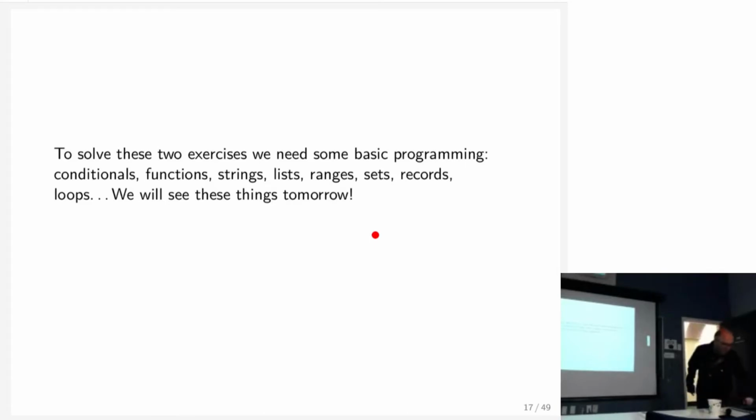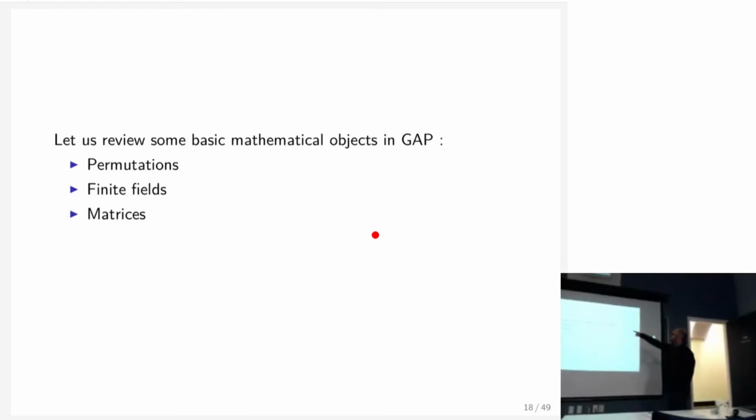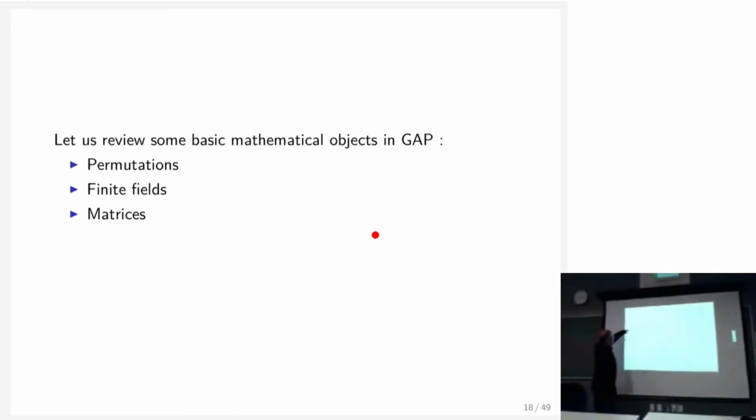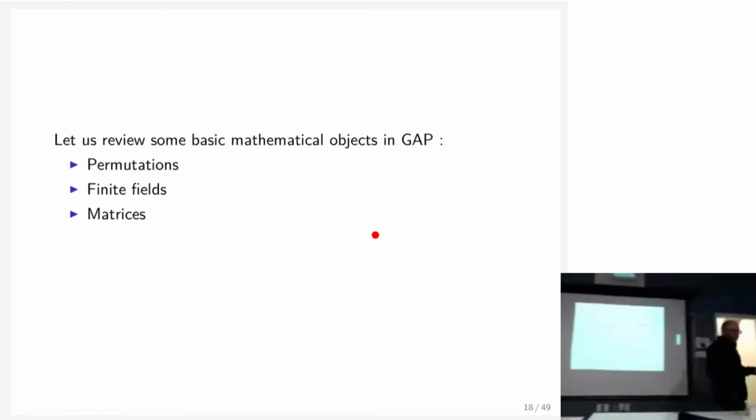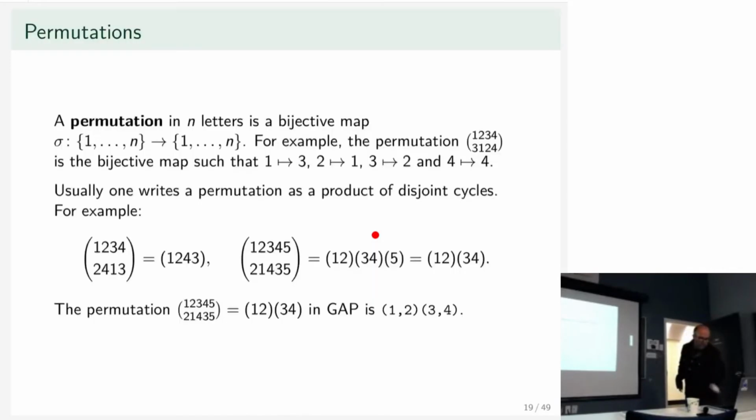I don't know. Okay, so what I want to do today is first to do some basic mathematical objects in GAP. So I just want to talk about three things: permutations, finite fields, and matrices. Why? I don't know. I mean, I want to use groups maybe later, or more complicated stuff later. And I think it is a good starting point, and mathematical in some sense. So let's start with permutations.